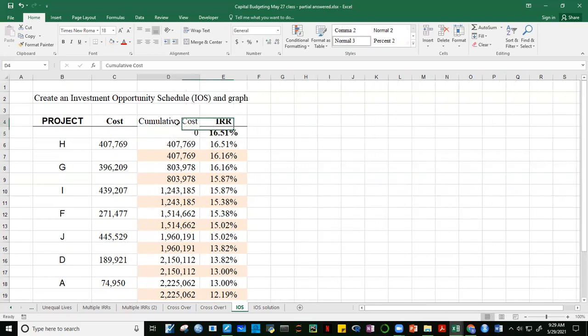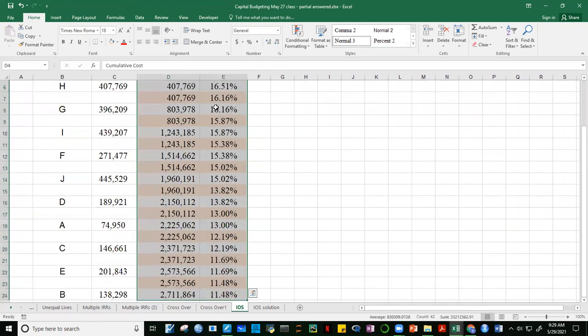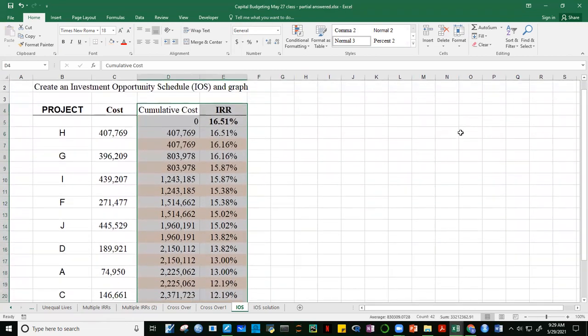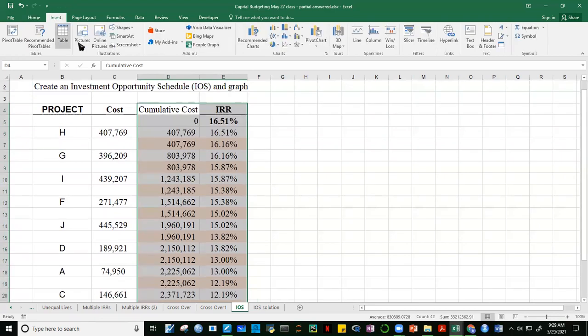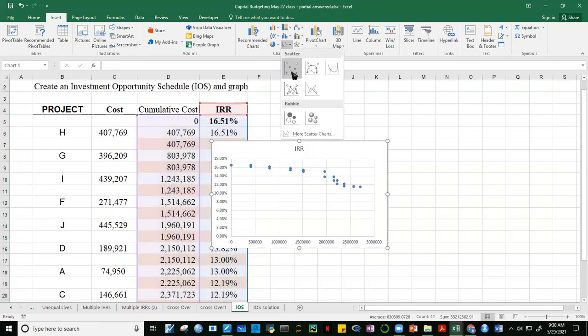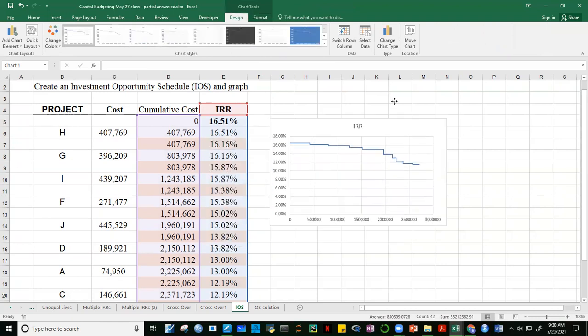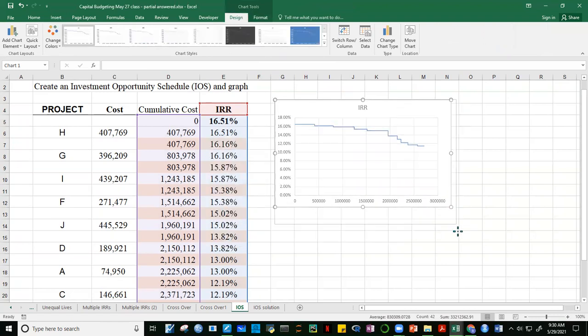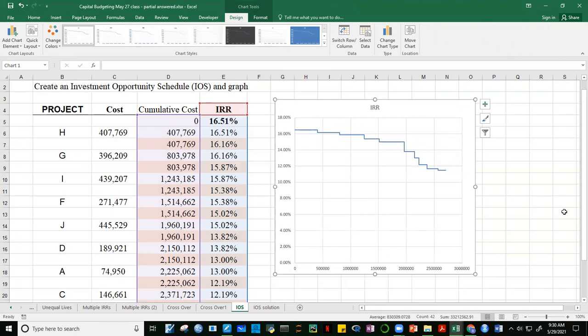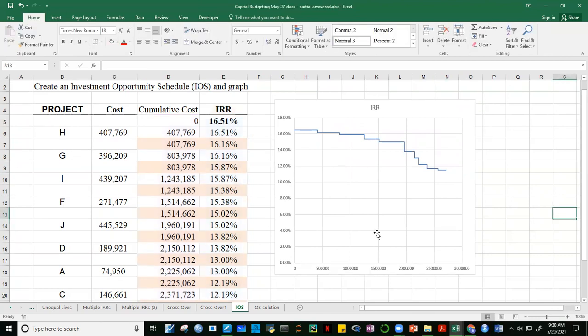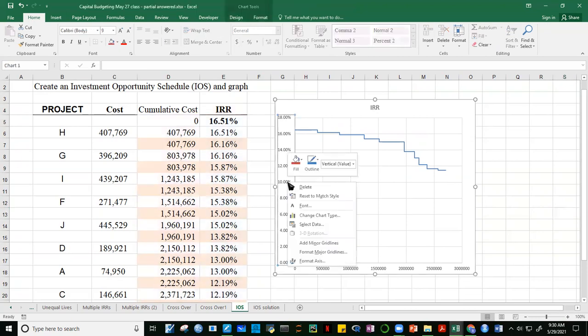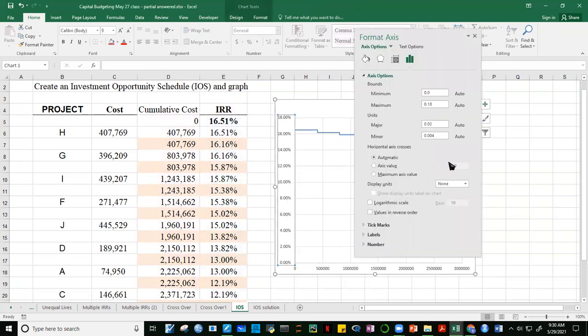So we can now plot this. Highlight everything here, and then insert, scatter plot, and then we can use this one, or the one with the line. Okay, so this is now our investment opportunity schedule. We can do some formatting here. You notice that the plot is quite high, so we can just format the axis, for example. Let's right click this, format axis.